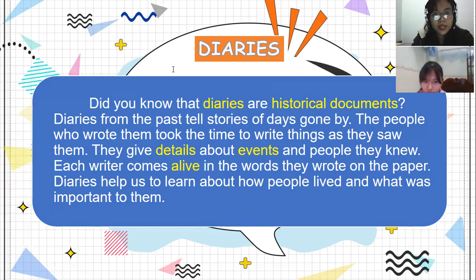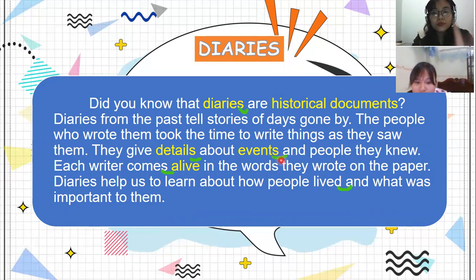So now we have something here. I want you to read the sentences again. Something you need to mix. Mix the words here: details, comes alive. Learn how to mix it, and read it faster. For example: Did you know that diaries are historical documents? They give the details about events and people we knew. Each writer comes alive in the words that they wrote on the paper. And diaries help us to learn about how people lived and what was important to them. Can you see?